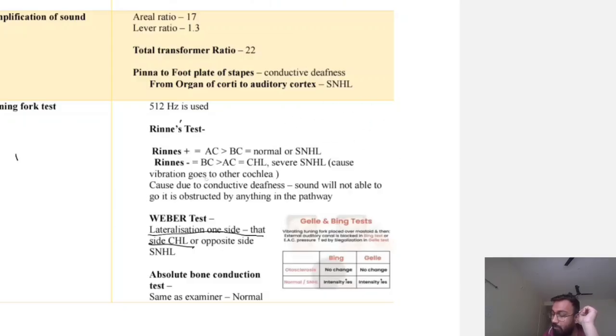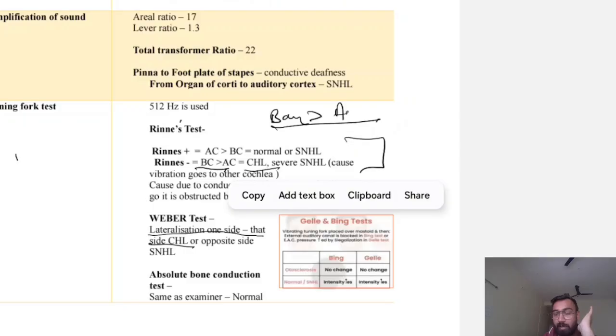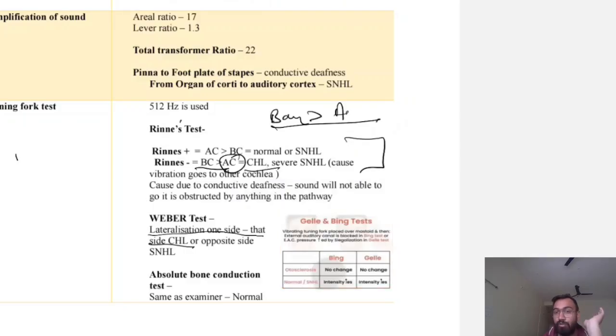In case of Rinne's negative, that is bone conduction is better than air conduction, it indicates conductive hearing loss. Do you understand why bone conduction is better than air conduction in conductive hearing loss? Because in conductive hearing loss there is an obstruction in the pathway, so air conduction cannot go through. That's why bone conduction is better than air conduction. In case of Rinne's positive, or in a normal person, air conduction is better because the air pathway is intact.